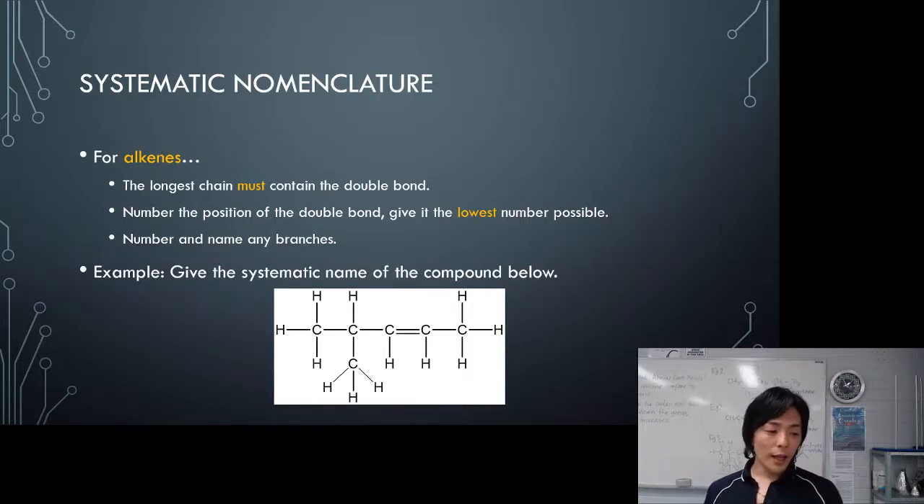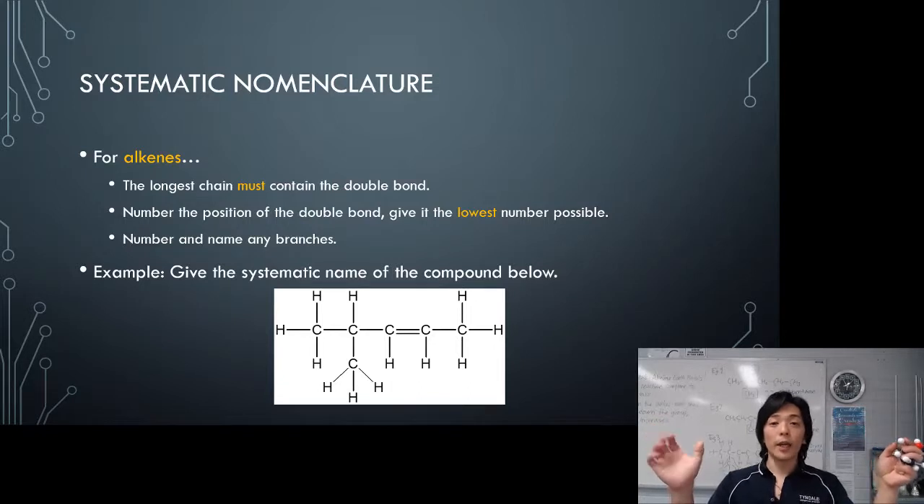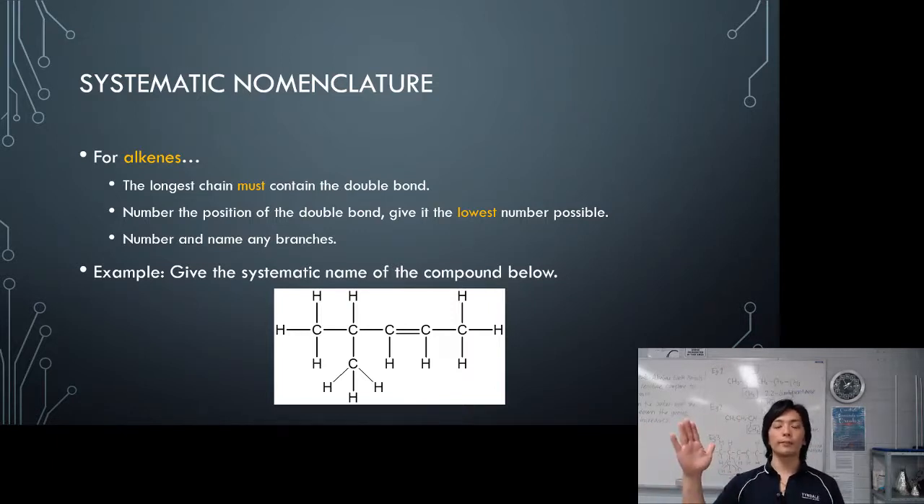Next dot point, number the position of the double bond, give the lowest number possible. So if you had, say, a 5 carbon chain and the double bond appears between the first and second carbon, if you count from your left, the number 1 is going to be the position of the ene. However, you could also count from the other way and say that it's the 4th carbon. Now 4 is not good. Give 1 as the number of the position where the double bond occurs.